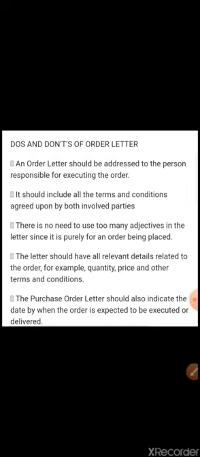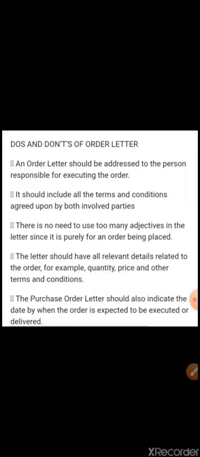Second point, it should include all the terms and conditions agreed upon by both involved parties. As I have told you before also, both the involved parties, the one who is placing an order and the one who is going to deliver the order, both should agree to the terms and conditions. जो भी नियम और शर्तें हों, दोनों पार्टीज उस पर सहमत होनी चाहिए.